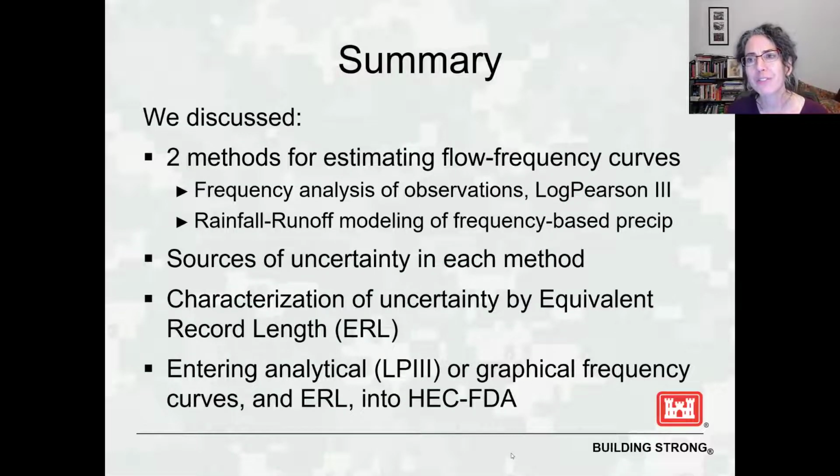So a quick summary of this lecture. We just described two different methods for estimating flow frequency curves. There was frequency analysis of observations and fitting a log Pearson type 3 distribution to unregulated flows. And then there was rainfall runoff modeling of frequency-based precipitation. Right? We talked about the sources of uncertainty in each of the methods. We characterized the uncertainty by an equivalent record length in both cases. And then we entered the analytical distribution or graphical distribution into FDA, including the equivalent record length to describe the uncertainty.